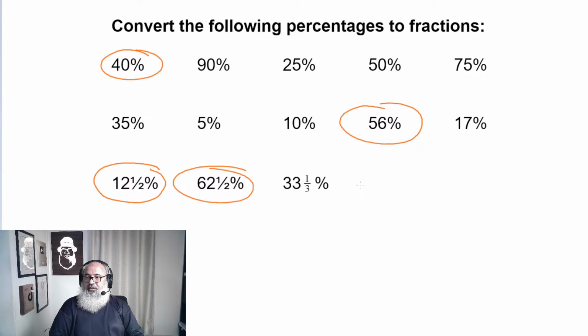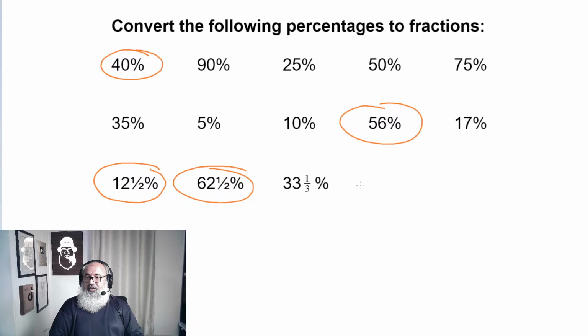Hope you all got it. Here we have 56%. 56% means 56 over 100. And then, if you don't know how to cancel them out easily, if you see both of them are even, just keep halving them.